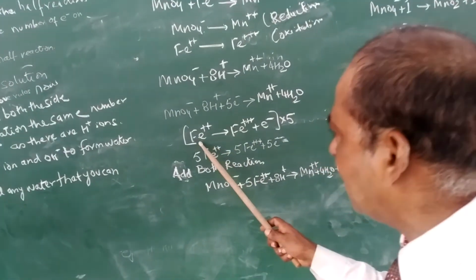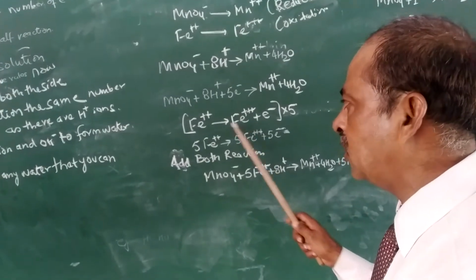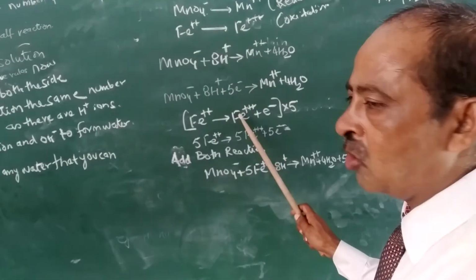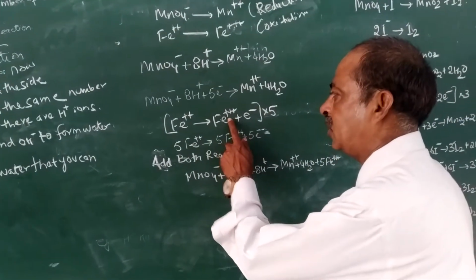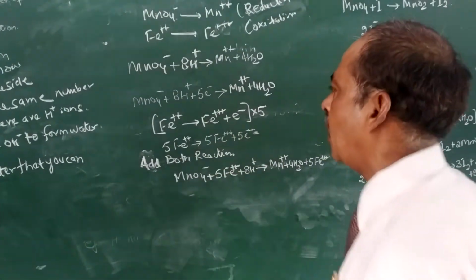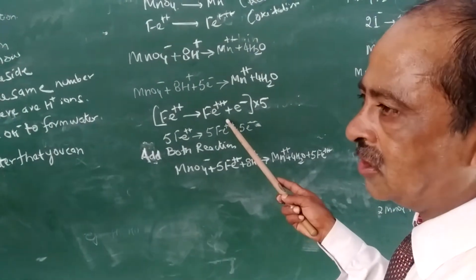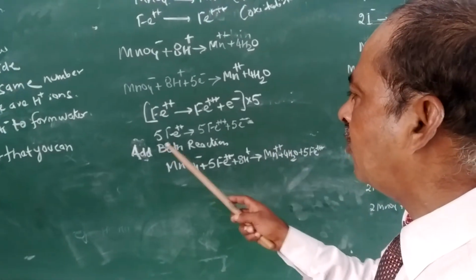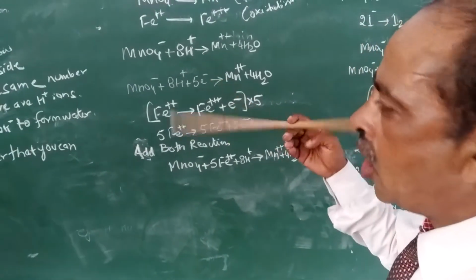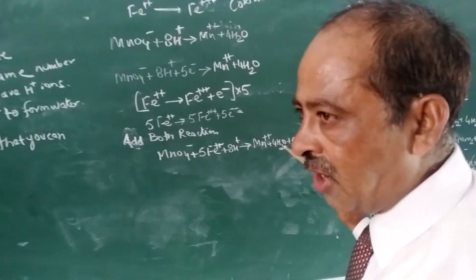Now Fe2 plus is changing into Fe3 plus. Here there are 2 positive, here there are 3 positive. 2 positive will cancel 2 positive. How many positive charge left? 1. To neutralize 1 positive charge, we add 1 electron. Now the number of electrons in both the cases should be same. So we multiply this equation by 5. After multiplying this equation by 5, overall reaction comes out to this. Now we add both the half reactions to get an overall reaction.